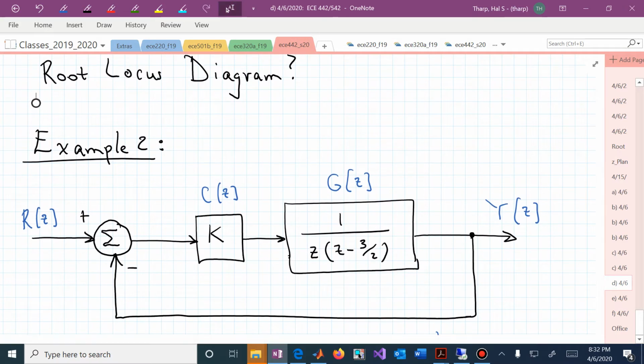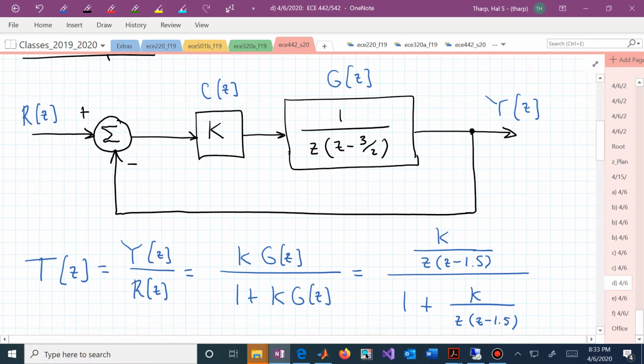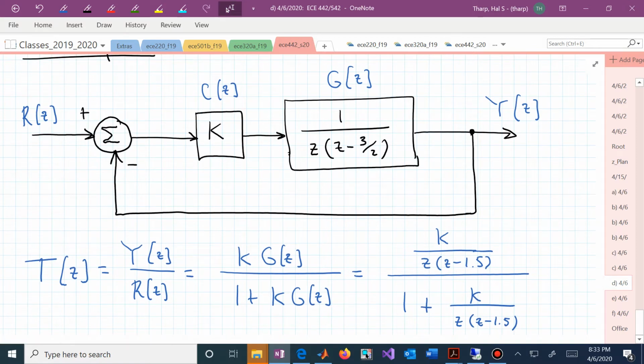The system that we are going to look at, let's say we have a proportional controller, a constant gain k. We are going to adjust that gain k from 0 to infinity and look at what happens to the closed loop poles that result from this particular diagram when g of z, this plant, is 1 over z, z minus 3/2. We can find the closed loop poles from the closed loop transfer function. We know the closed loop poles are determined by the behavior of the denominator, 1 plus kg of z.